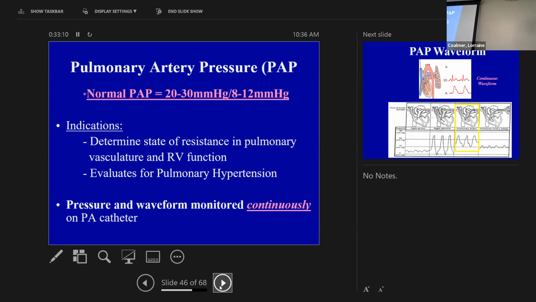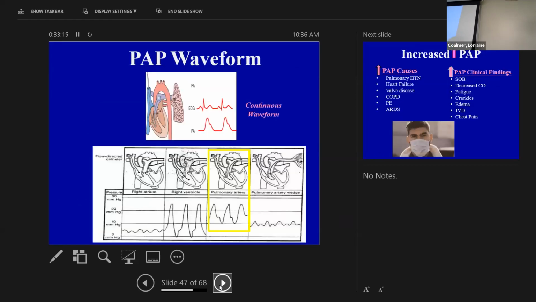Okay. This is continuous. I don't have to touch the patient. I walk into the room, it's on the monitor. It looks almost like a blood pressure, doesn't it? It's not. Let me say that one more time. It's not a blood pressure. So very important that you know that. It is not a systemic blood pressure. I can't say that enough. So you're going to get a continuous waveform.